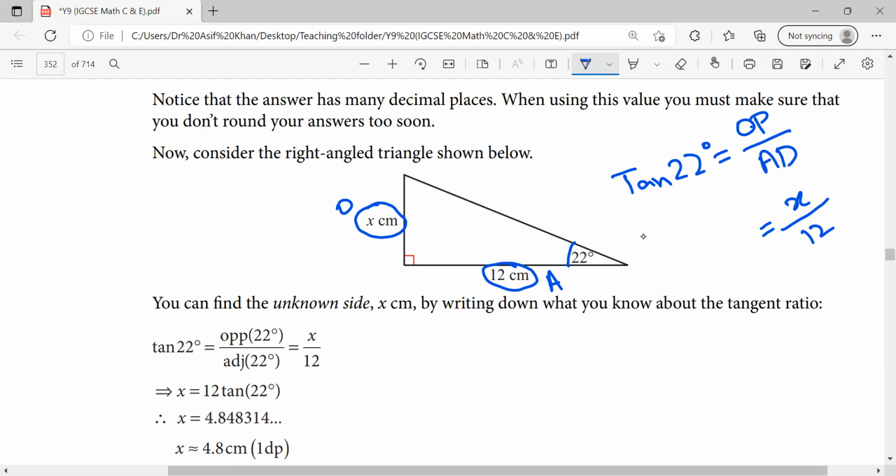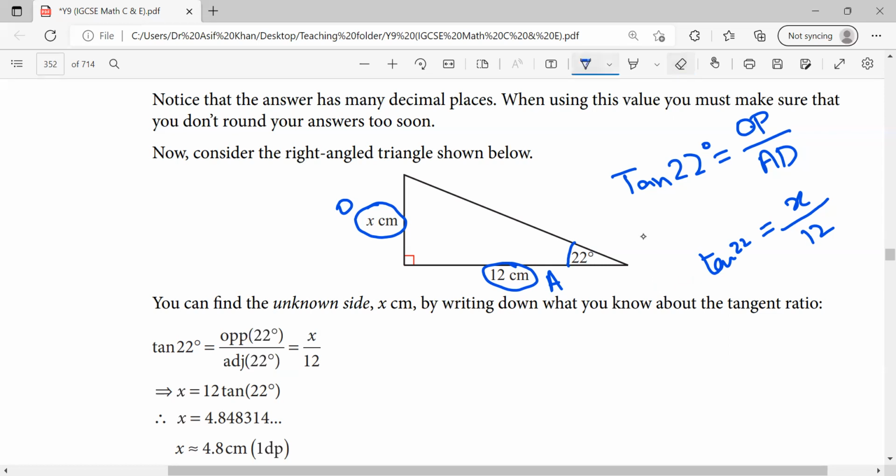Here you can see 12 is dividing. When I shift it, it will multiply. So you can write it like this: 12 times tan of 22. All together you can write it in the calculator. So you can solve it directly. Till here, right?